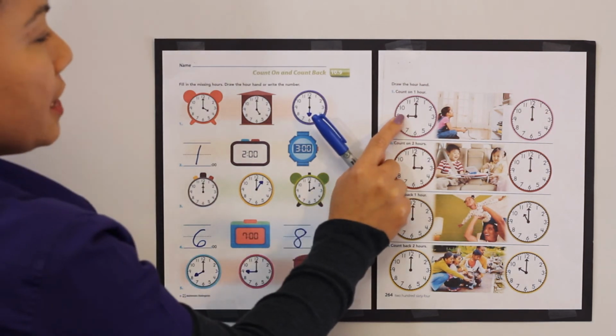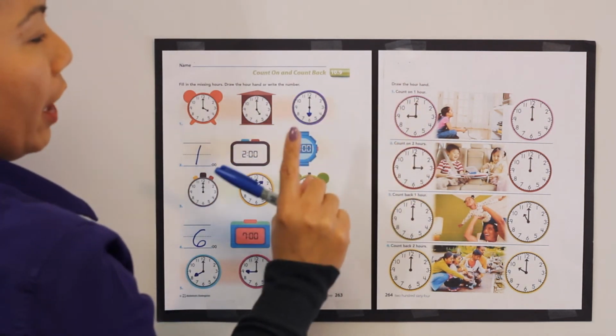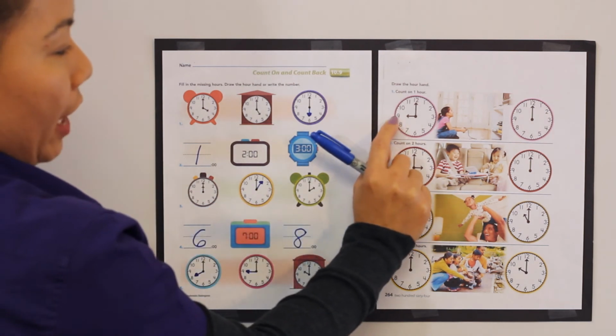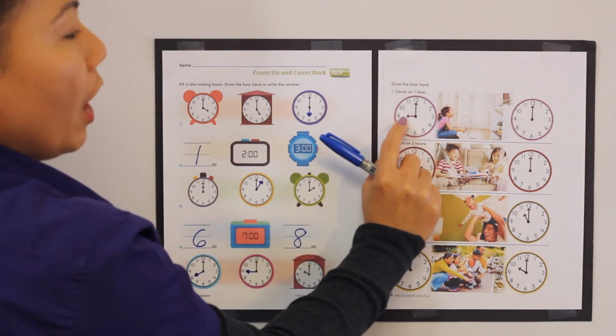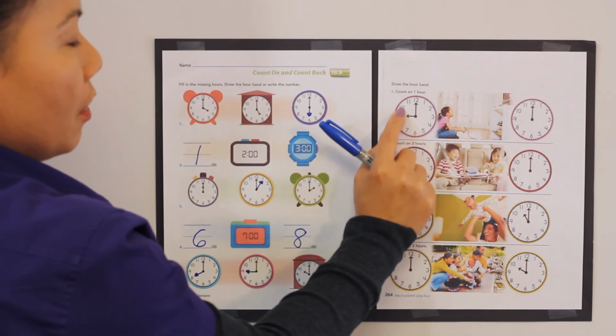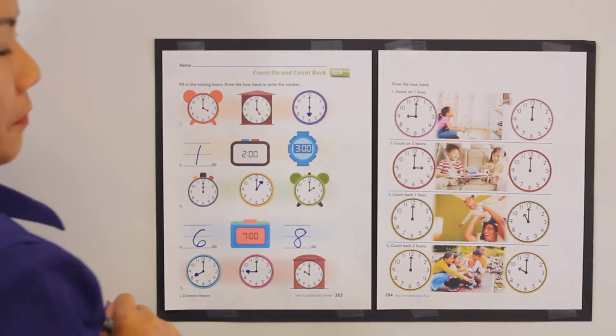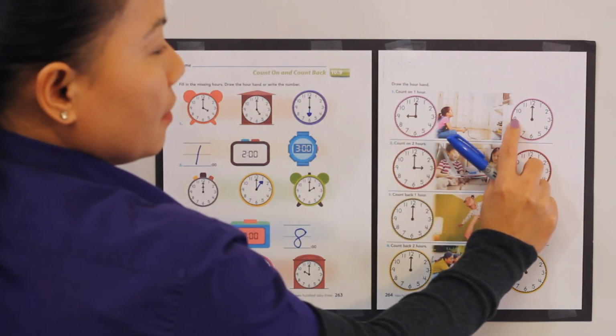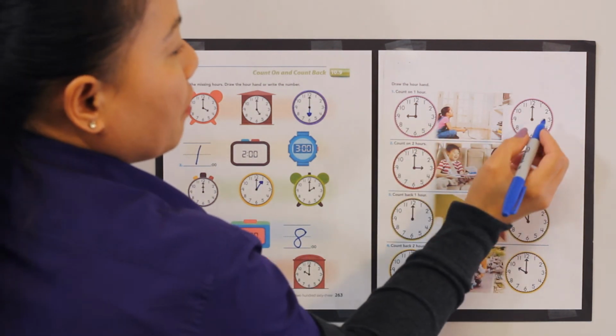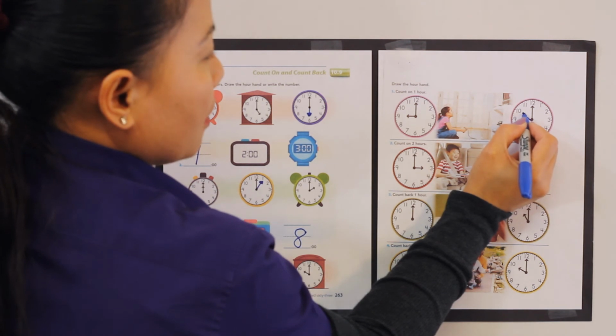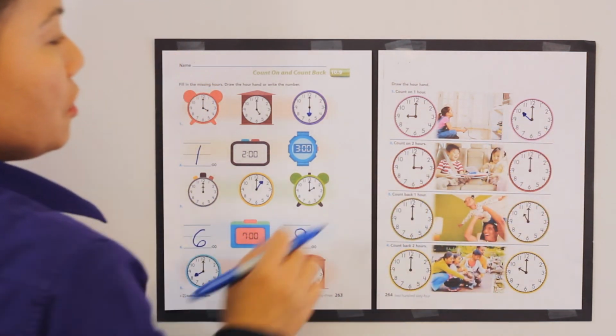The first one says we are going to count on 1 hour. We are at 9 right now. So if I'm going to count on 1 hour, what time will be my clock on the right? You're already at 9. What time? That's right, 10 o'clock.